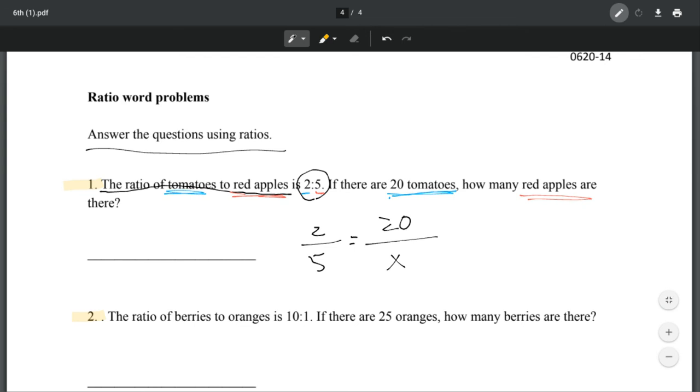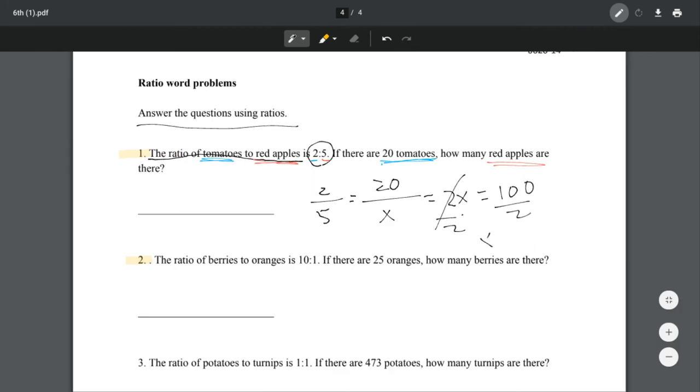Okay? So we're going to put an X because we don't know. And so again, we just do cross multiplying, and we get 2x equals 100, right? And then we divide by 2 on both sides. And so we get x equals 50. And what does x stand for? X is the number of red apples, right? So that means we have 50 red apples for 20 tomatoes.